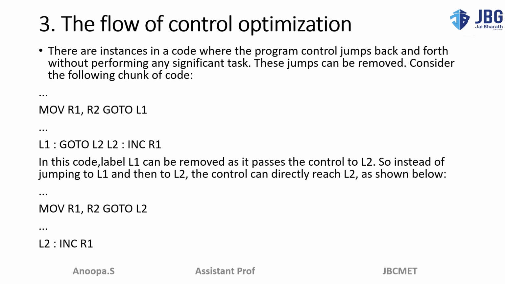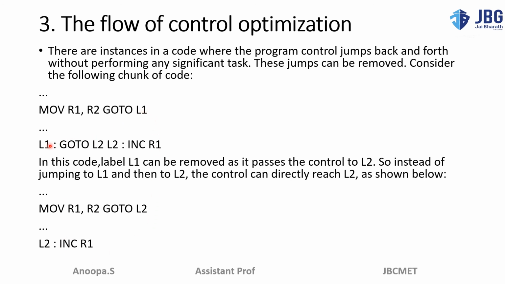Next is flow of control optimization. See, in this case, I have move R1, R2, go to L1. So control goes to L1. Then it says go to L2, and the very next statement is L2: increment R1. See, I am saying go to L2 and it is directly L2. So is there a use of this additional statement? The label L1 can be removed, right? After these lines of code, you can directly give L2, right? So it can be replaced by this set of statements.